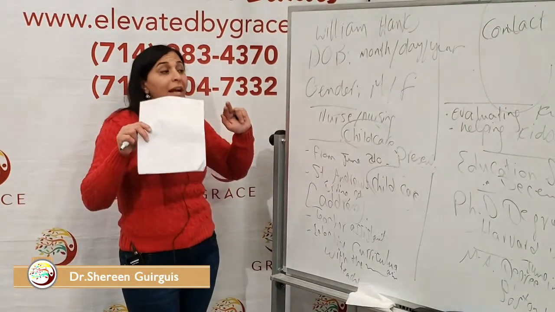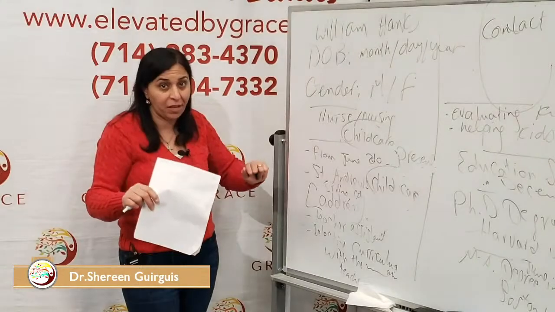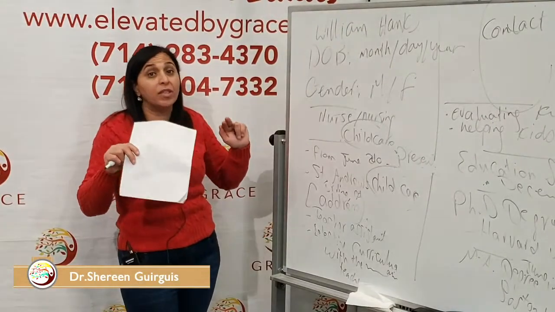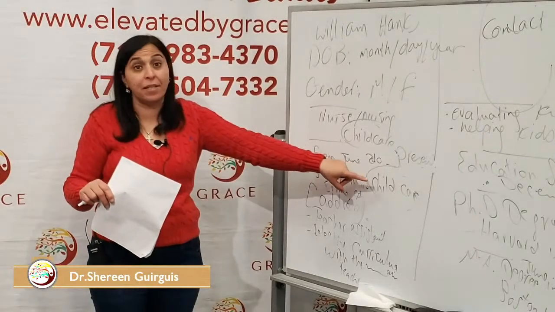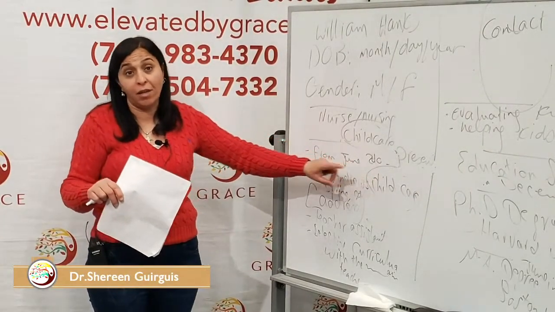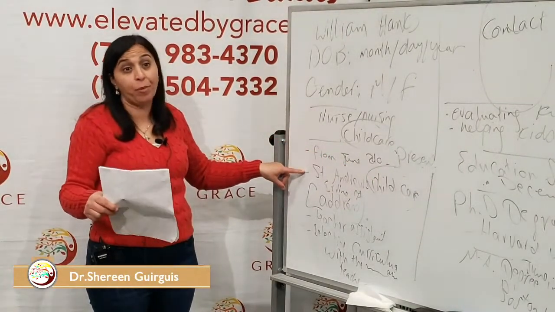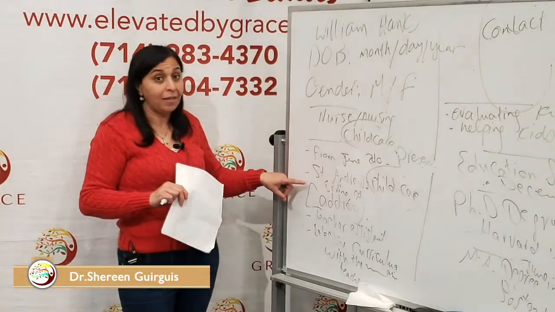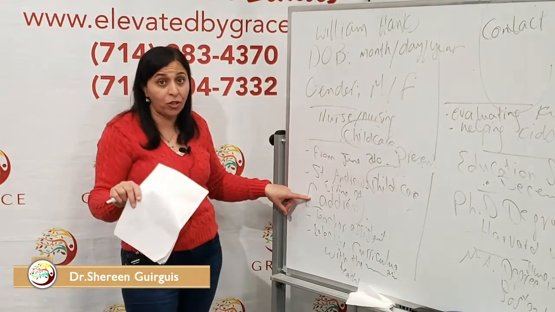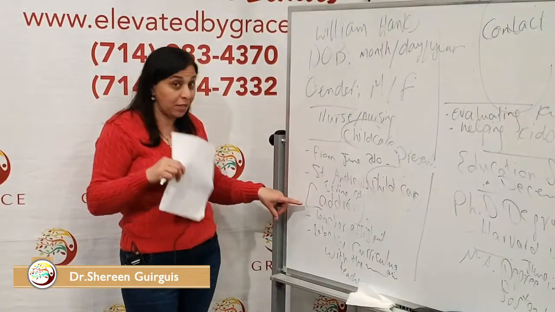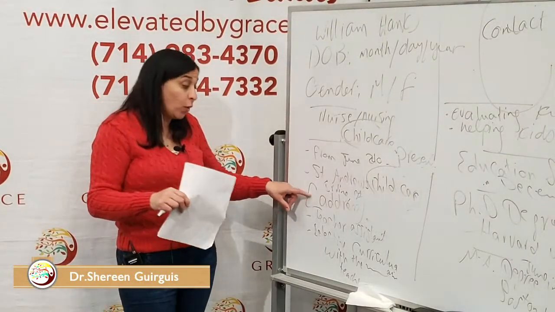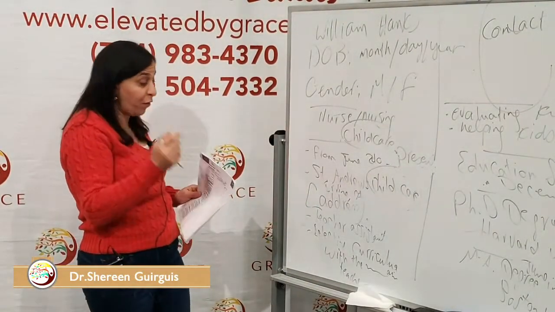List all your professional experience, your work experience, starting with the most recent one. Put the dates, for example, from June 2010 to present. Then the name of the institution, the name of the employer, and the address of the institution or employer, just the city and the state. You can also add your phone number, it's okay if you can.